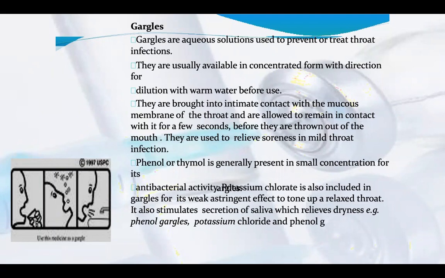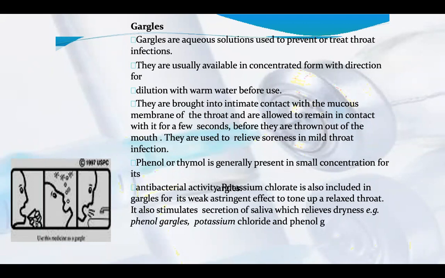Now, what do they include? Phenol or thymol is generally present in small concentration for its antibacterial activities. Potassium chlorate is also included in gargles for its weak astringent effects to tone up a relaxed throat. It also stimulates secretion of saliva, which relieves dryness. Examples: phenol gargles, potassium chloride and phenol gargles.